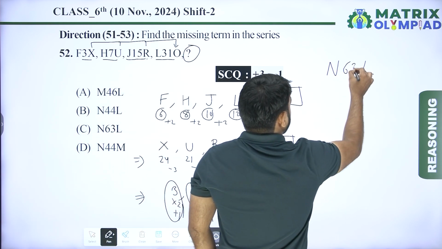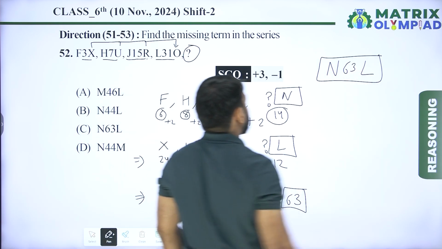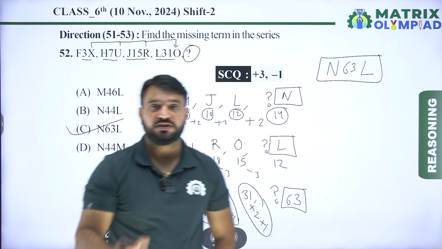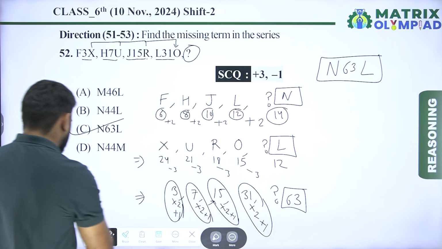So here the missing term is N63L. N63L means option C is the correct answer of this question. Let's move on to the next question.